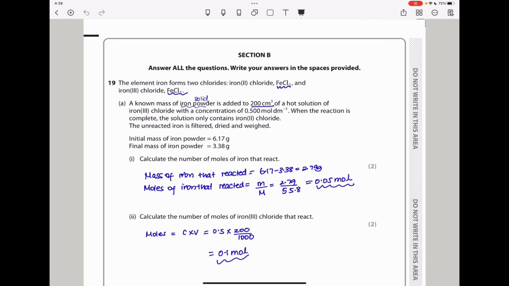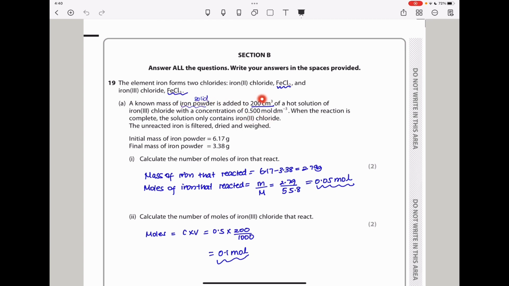It says the element iron forms two chlorides. They've given us iron 2 chloride, which we have there, and iron 3 chloride. Then they say a known mass of iron powder, this should be the solid, is added to 200 centimeters cubed of a hard solution of iron 3 chloride with a concentration of 0.5 mole per decimeter cubed. That statement means that the iron 3 chloride has this concentration and that volume. When the reaction is complete, the solution only contains iron 2 chloride. This means all the iron 3 chloride is finished.